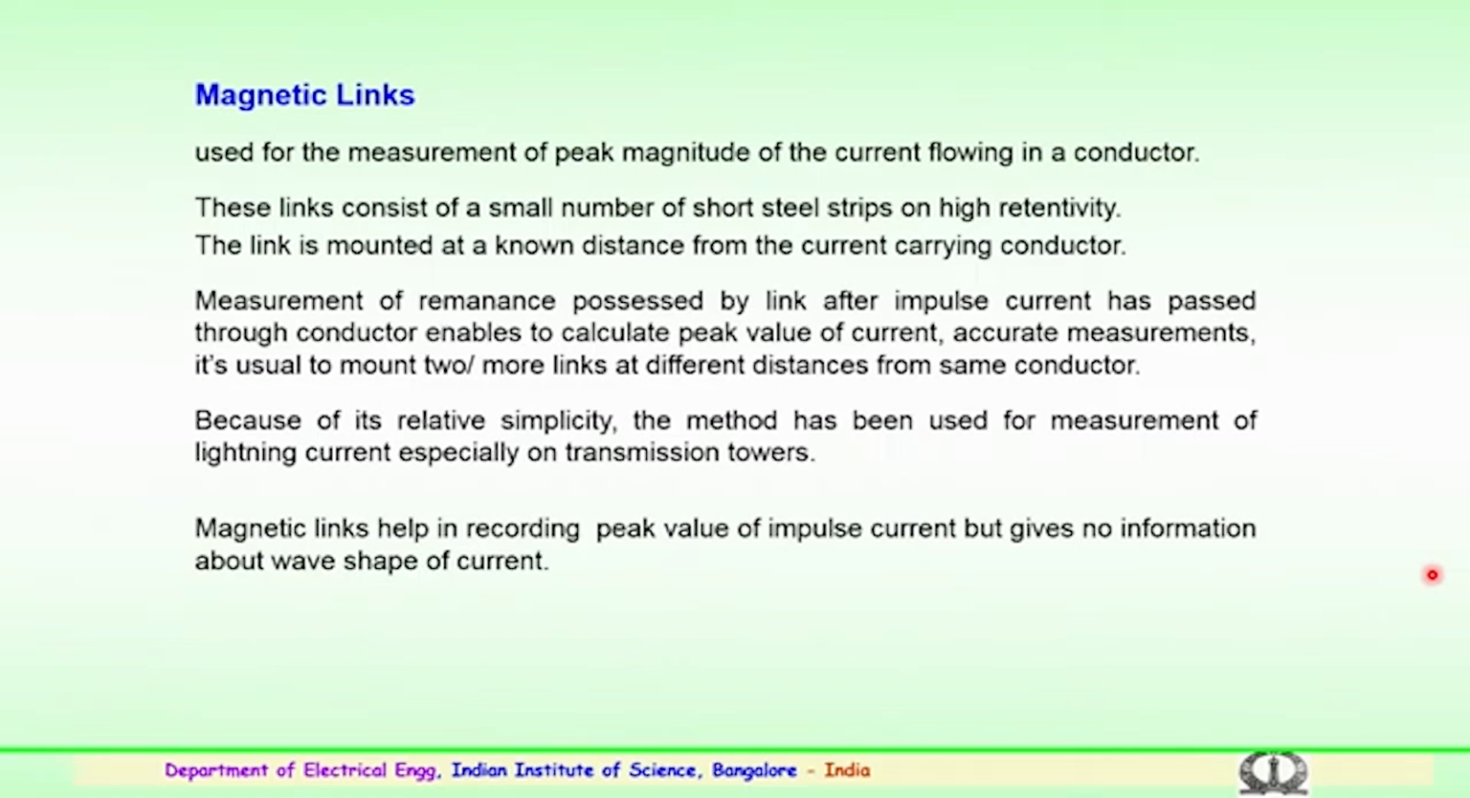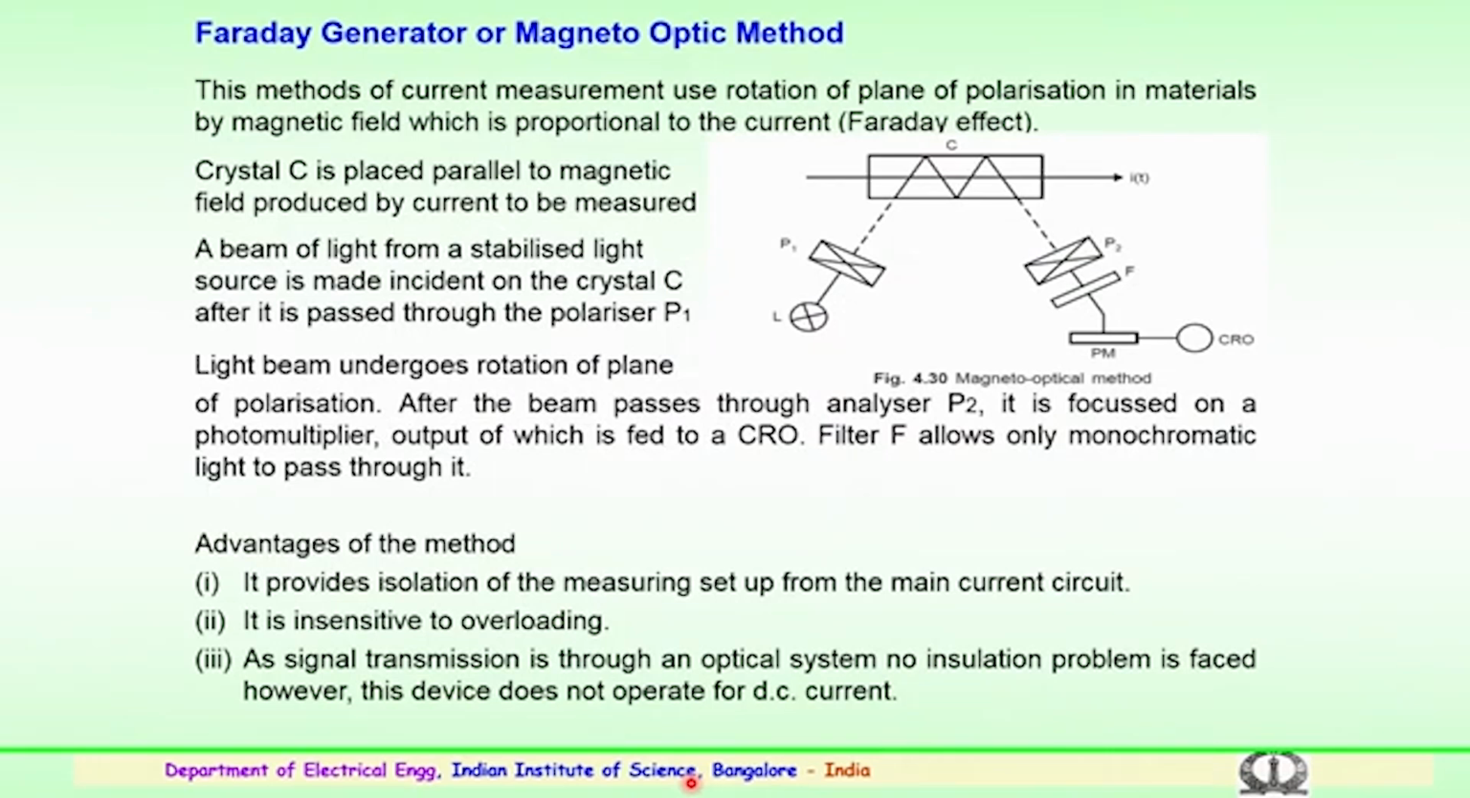Because of its relative simplicity, this method has been used for measurement of lightning current, especially on transmission towers. So, the magnetic links are provided on the transmission towers. The magnetic link helps in recording the peak value of impulse current or surge currents, but these give no information about the wave shape of the current. So, that is the importance. The second method for current measurements is the Faraday generator or the magneto-optic method.